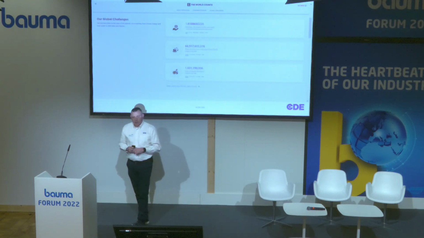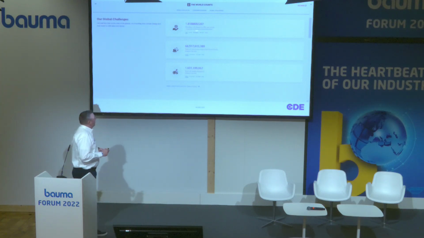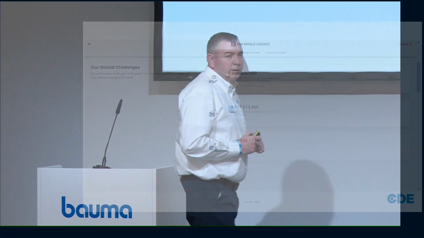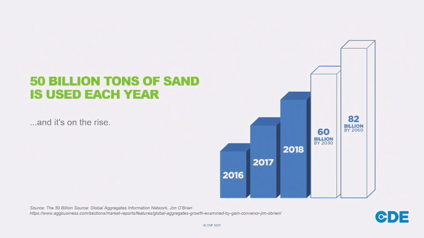From the world's counts, this little screenshot tells us that we need 1.8 Earths to sustain what we're doing today. And to the best of my knowledge, I don't believe we have found any more Earths yet, so we need to be more conscious about what we're doing and how we're doing it.